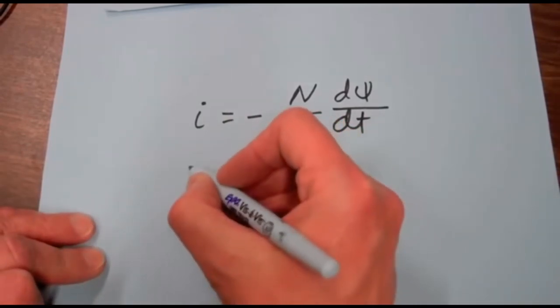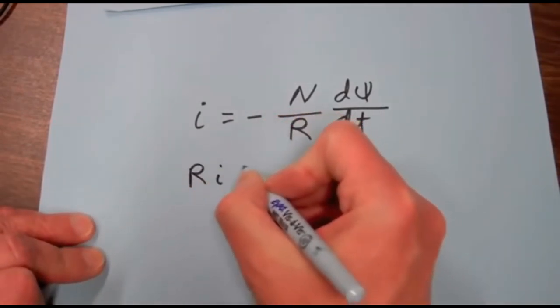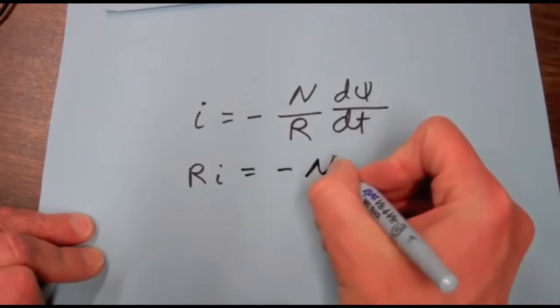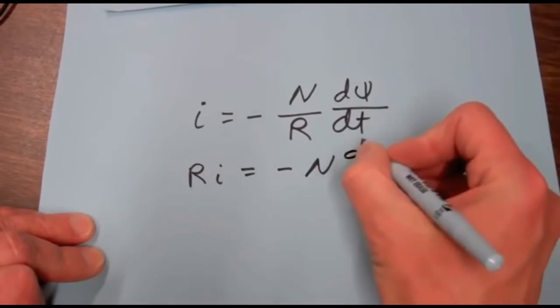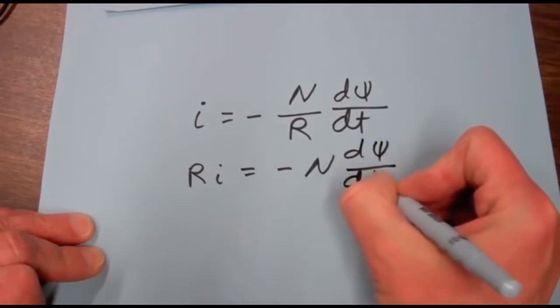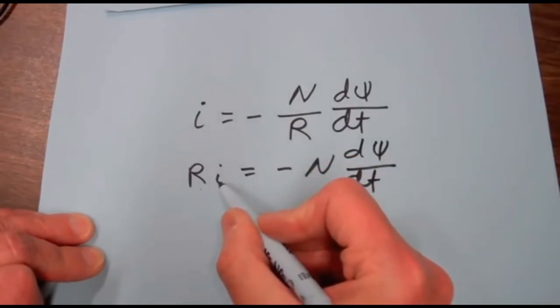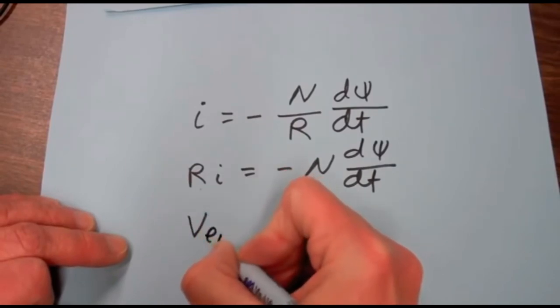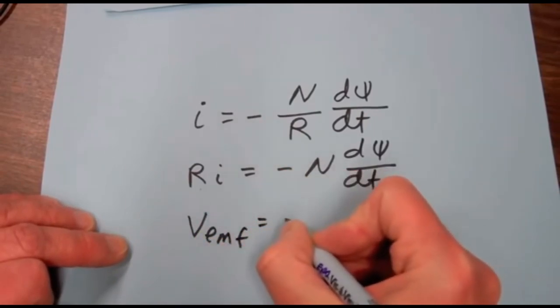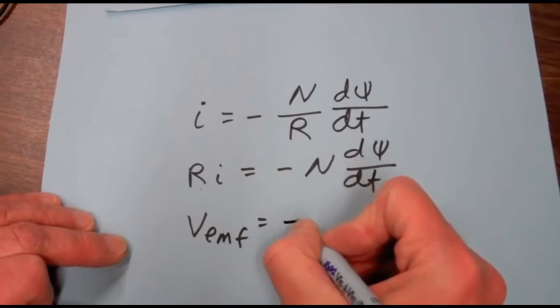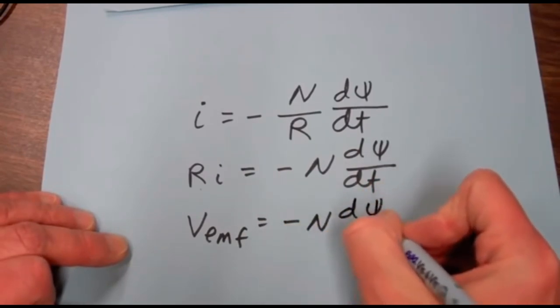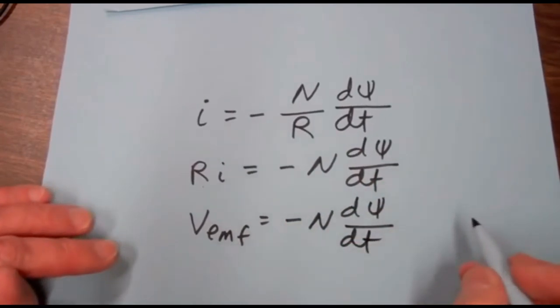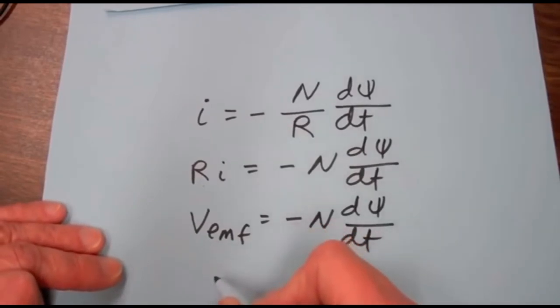So now if we multiply both sides of the equation by R, we get Ri equals minus N d psi dt. And resistance times a current is a voltage or a potential. We call that the electromotive force. And so the electromotive force is equal to minus N d psi dt. And this is known as Faraday's law.